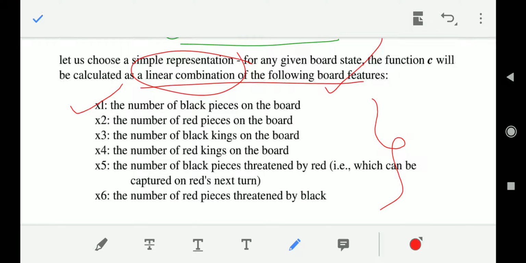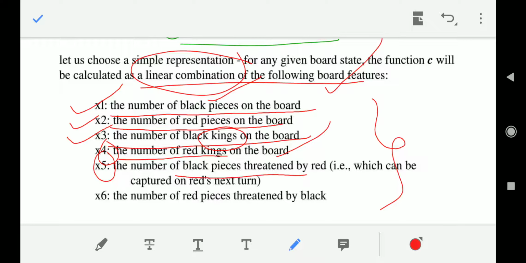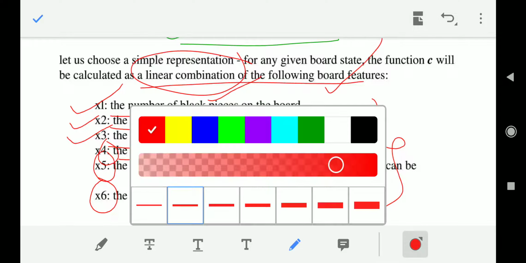x1 is the number of black pieces on the board. x2 is the number of red pieces on the board. x3 is the number of black kings on the board. This is black pieces, black kings. x4 is the number of red kings on the board. x5 is the number of black pieces threatened by red. x6 is the number of red pieces threatened by black. We will understand what is the meaning of that.